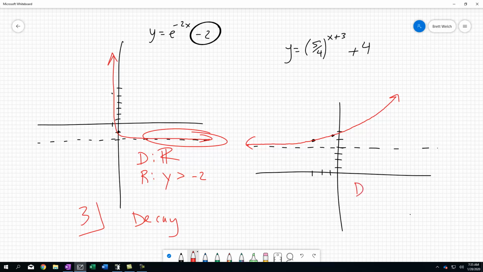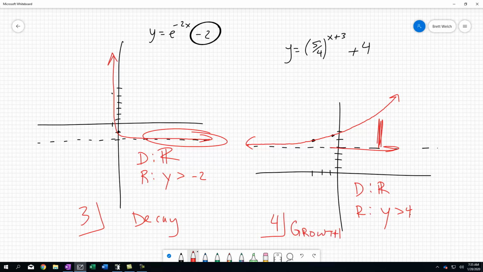And then we have our domain, which we know is all real numbers, and then our range, which is y. In this case, again, we're above, which is greater than the boundary line at 4. Number 4, we're going to ask whether this is growth or decay. As you go to the right, it is separating. It's not just about going up; it's separating from the asymptote. That makes it growth.